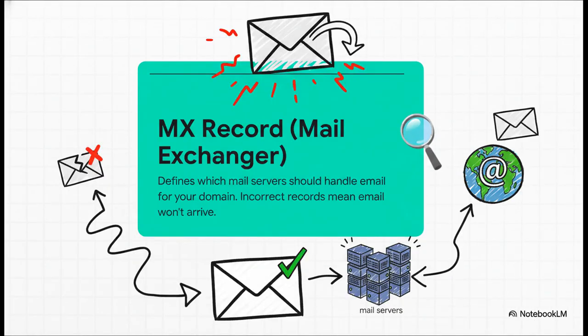And speaking of email, the MX, or Mail Exchanger record, is absolutely non-negotiable. This record's only job is to tell the rest of the internet, hey, if you have email for this domain, send it to these servers over here. If your MX record is wrong, or if it doesn't exist, your emails will just vanish. They won't be delivered. Period.